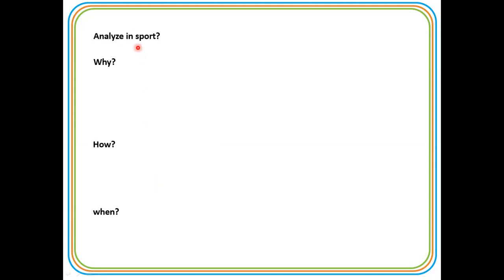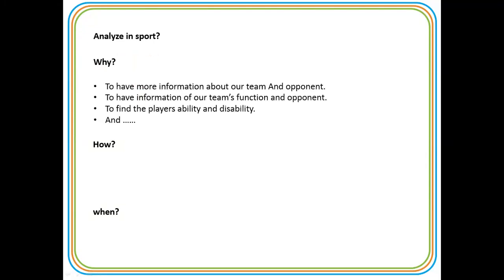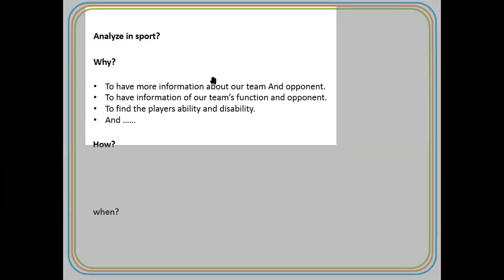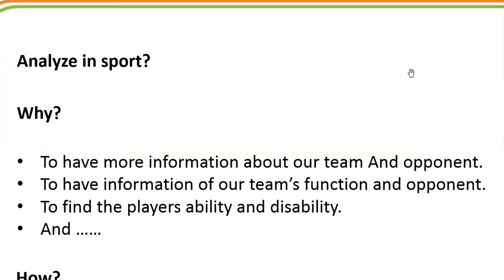Now, we want to check analysis in sports with these three main questions. Why do we use analysis in sport, how, and when? Okay, why? We use analysis to have more information about our team and opponent. This is very important. We have a good notice here. I read it again: to have more information about first our team and then the opponent.